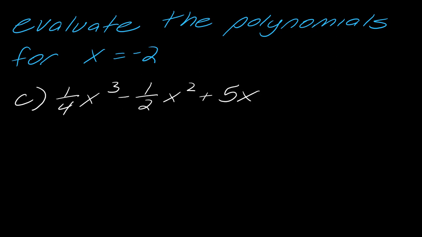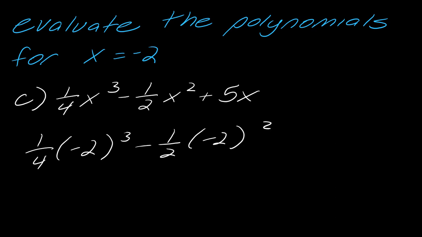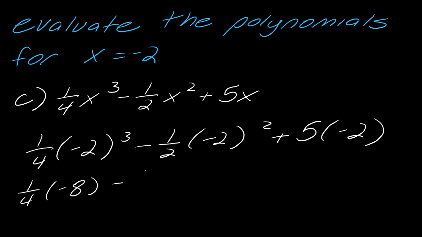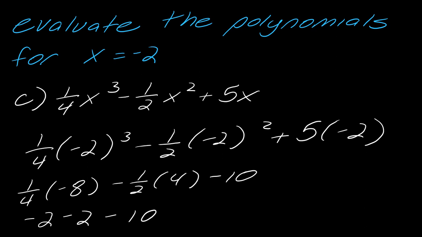And I thought I'd just throw in one more here with a little bit of fraction practice. So still the same idea. You don't always have to plug in -2. I just chose that value to plug into all of these polynomials, but you can be asked to put in any value that you want. So if I just plug in -2 here, again, maybe you want to pause the video and actually try this on your own. So if I work this out, this is going to give me 1/4 times -8 minus 1/2 times 4 minus 10. And so this will come out to -2 minus 2 minus 10. So this will equal -14.